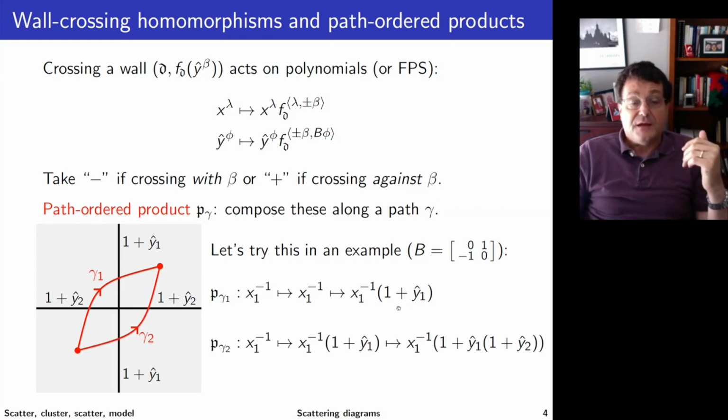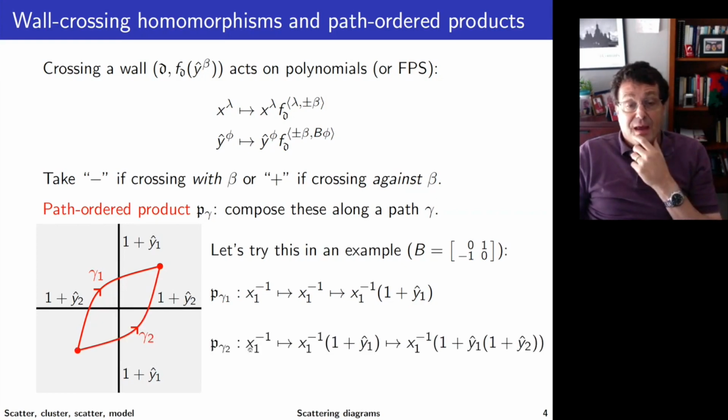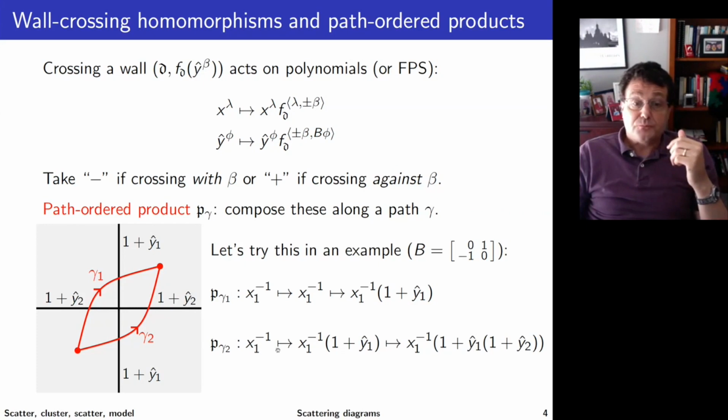On the other hand, if we take a different path connecting the same endpoints and apply that path-ordered product to x1 to the minus 1, in our first step, we actually cross this wall.